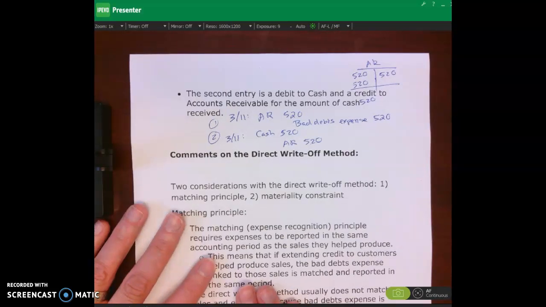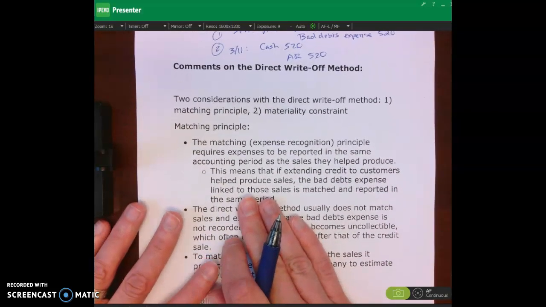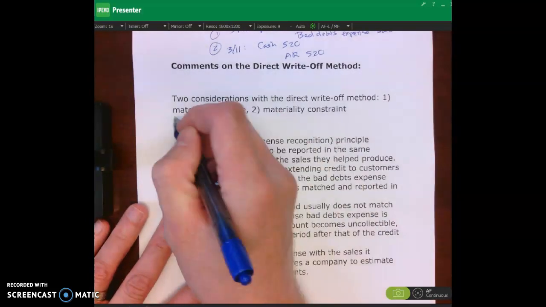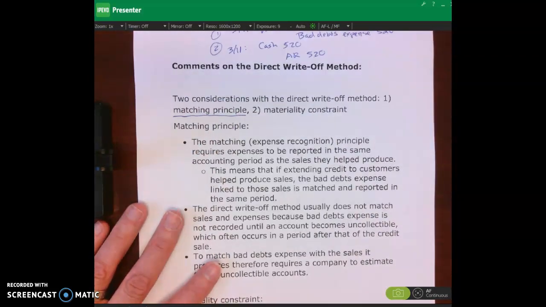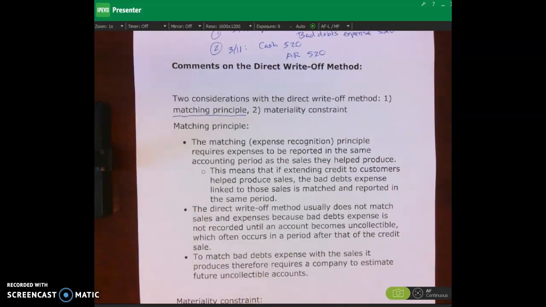Okay, let's talk about the direct write-off method. What's the problem with it? It doesn't satisfy the matching principle. Okay, because let's think about this. With our J. Kent, we wrote off their accounts receivable in January. Let's say it's January 2019. We wrote it off in January 2019.